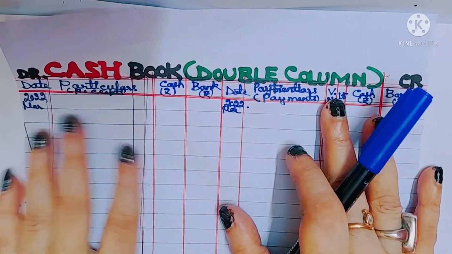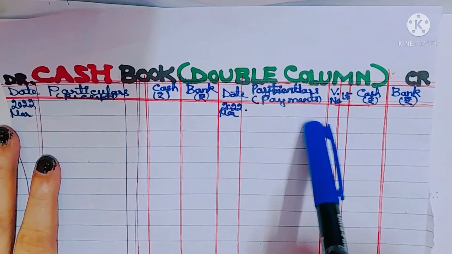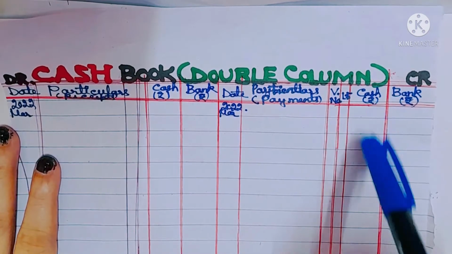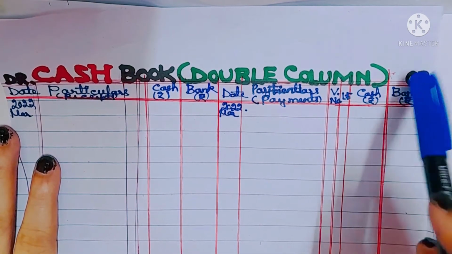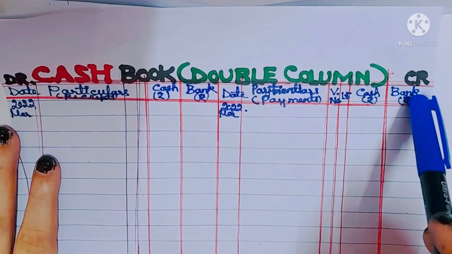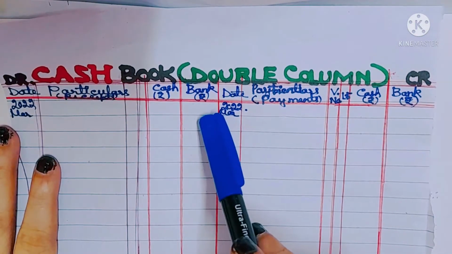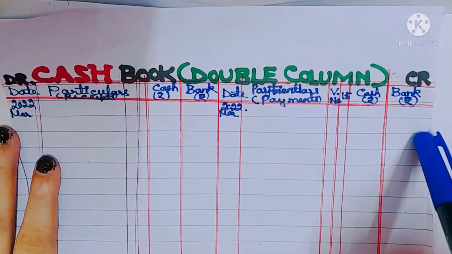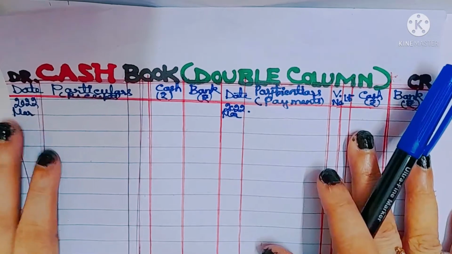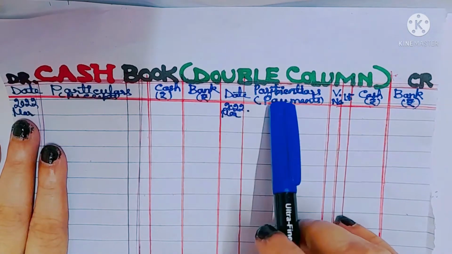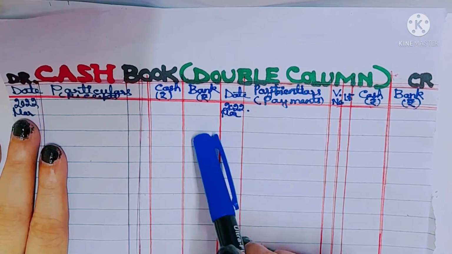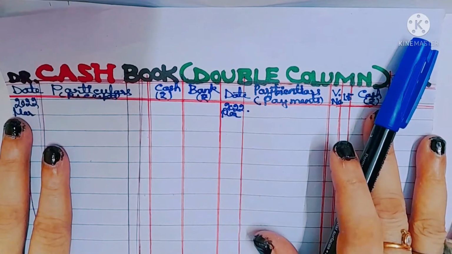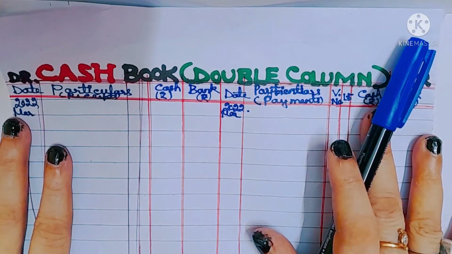Okay? Please remember, all cash receipts will be recorded in the cash column on the debit side, and all cash payments will be recorded in the cash column on the credit side, and all checks received will be recorded in the bank column on the debit side, and all checks paid will be recorded in the bank column on the credit side. Understood? And always remember, cash column represents cash account and bank column represents bank account. Okay? So let's go through the problem.